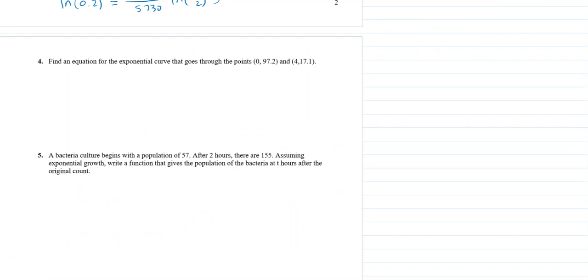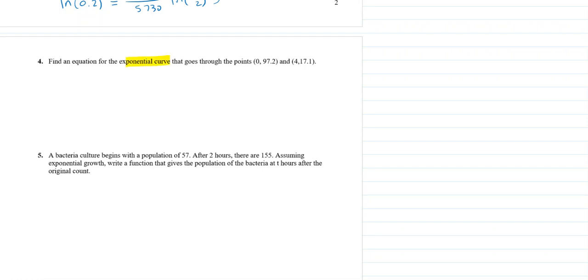Before I do the next application problem, I want to look at a purely algebraic problem. You don't have any quantities represented by these numbers here. So we'll just set up the equations. It says find an equation for the exponential curve that goes through these 2 points. Now you've done this before for lines. You have 2 points, you find the slope, you have the y-intercept, you write the equation of the line. Well, we're not trying to come up with a line. We're trying to come up with an exponential curve.